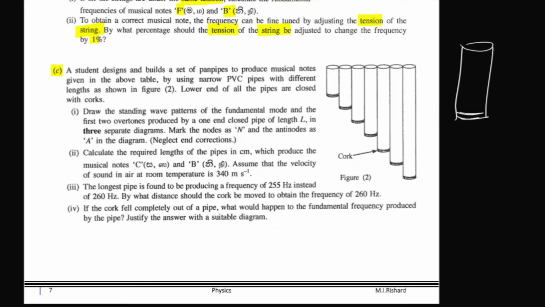They have asked us to draw the standing wave patterns of the fundamental mode and the first two overtones produced by a one end closed pipe of length capital L. Mark the nodes as N and antinodes as A. Okay, let us do that. So this is the C part.